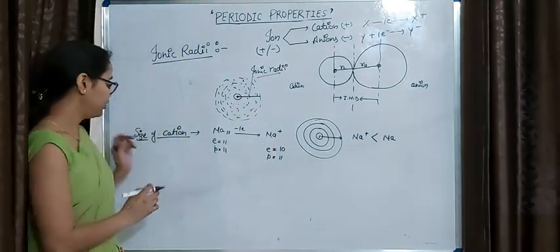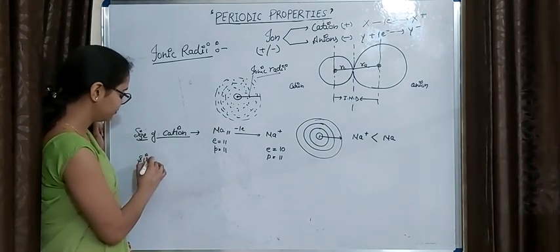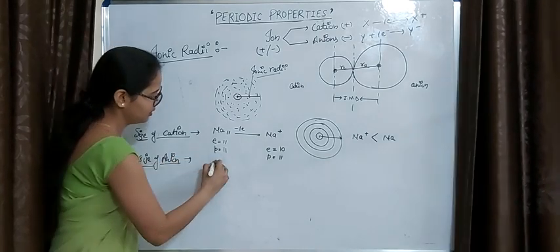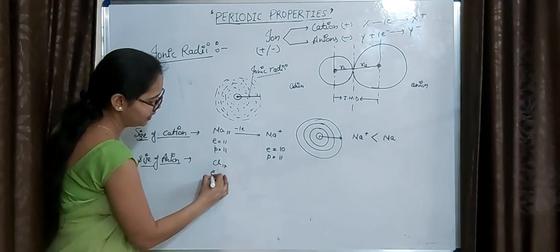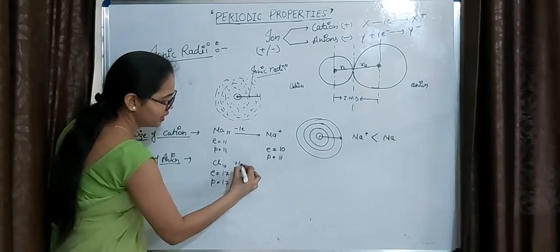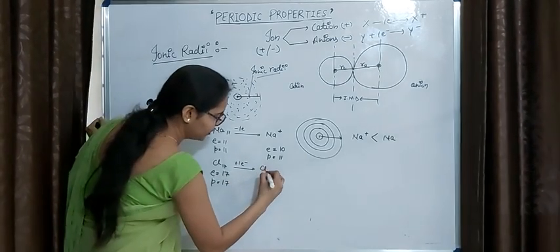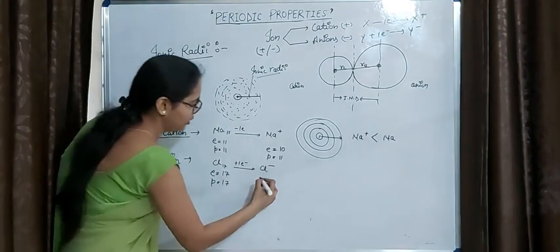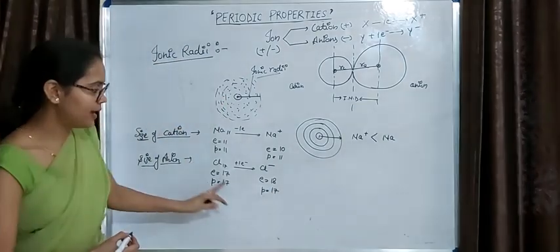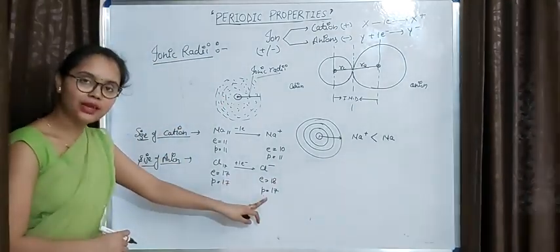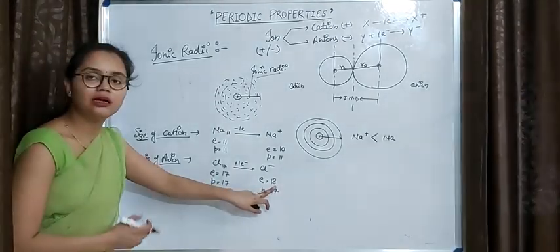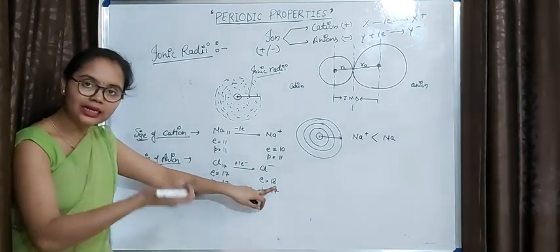Now if we talk about the size of an anion, like chlorine. For chlorine, atomic number 17 means 17 protons and 17 electrons. Now suppose it accepts one electron and converts into Cl⁻. Now electrons are 18 but protons are still 17. So as you can see, the number of protons is the same but the number of electrons is increasing. So definitely per electron nuclear charge will decrease.